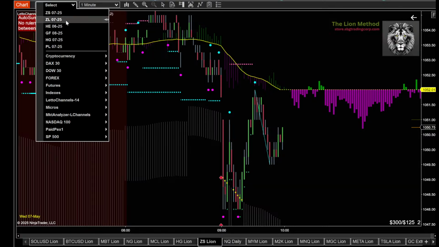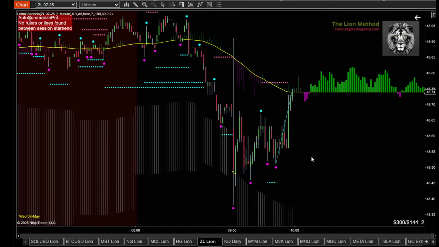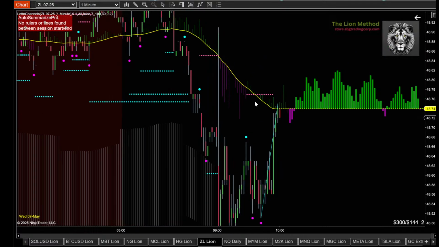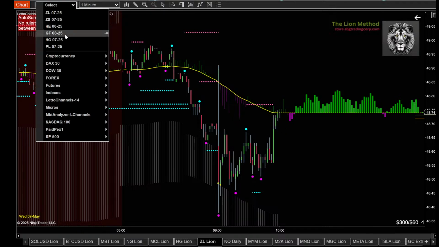Okay, let's switch this around. We're going to take a look at bean oil. Missed it. This would have been the entry right there. Okay, soybean oil. The risk here was $96 a contract. We're at basically the 100, so we are at the 100.